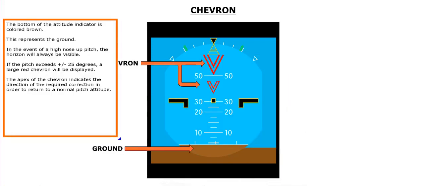The bottom of the attitude indicator is colored brown. This represents the ground. In the event of a high nose-up pitch, the horizon will always be visible. If the pitch exceeds plus or minus 25 degrees, a large red chevron will be displayed. The apex of the chevron indicates the direction of the required correction, in order to return to a normal pitch attitude.